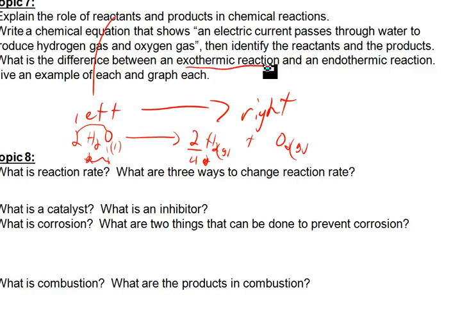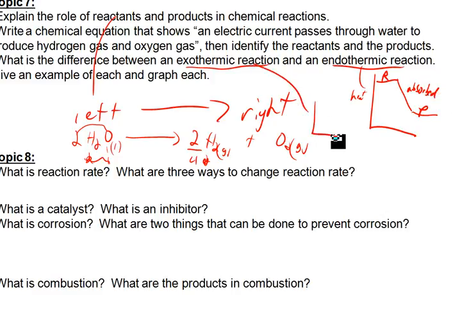What's the difference between exothermic and endothermic reaction? Endothermic, when we graph it, the reactants are high for heat and the products are lower, so heat is absorbed. So this is P for products, R for reactants, absorbed. For exothermic, heat is given off, so the reactants are here, products are here, and heat is released into the atmosphere. So R for reactant, P for product, this is heat.